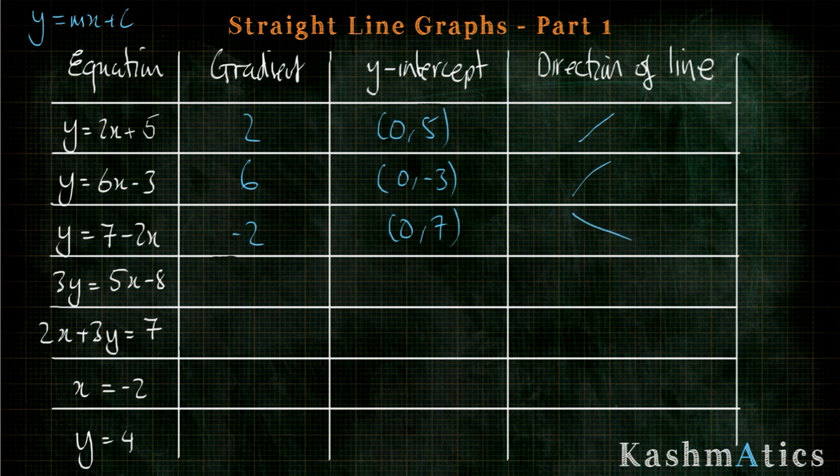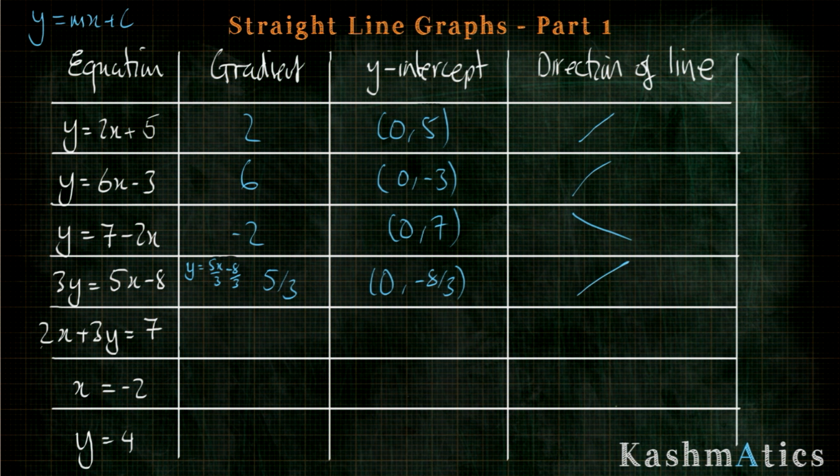This one here needs to be rearranged, so I'm just going to do it over here. So I divide everything by 3 to get y equals 5x over 3 take away 8. So my gradient is 5/3. So this would be 8 over 3, sorry. The gradient would be 5/3, and the y-intercept would be (0, -8/3). Just remember, you have to divide everything by 3. That's the mistake I just made over there. I've still got a positive gradient, so it's still going to point upwards.